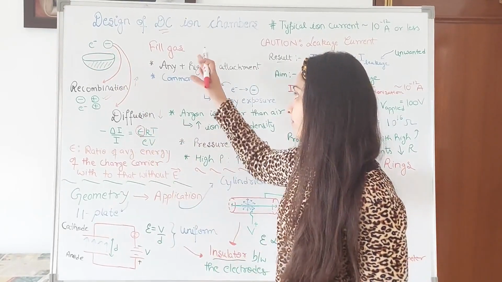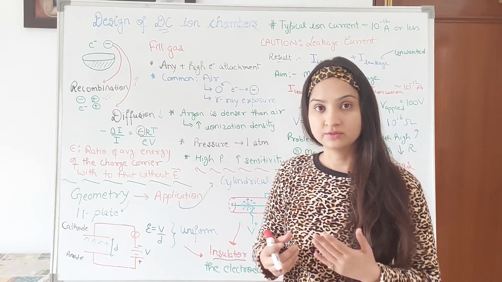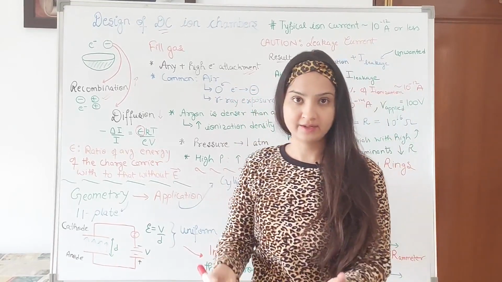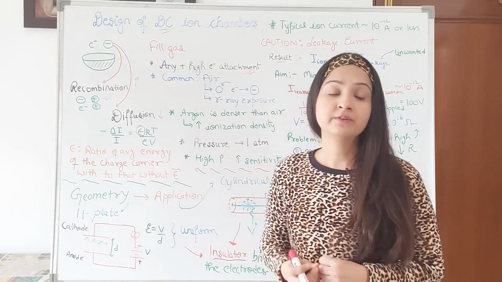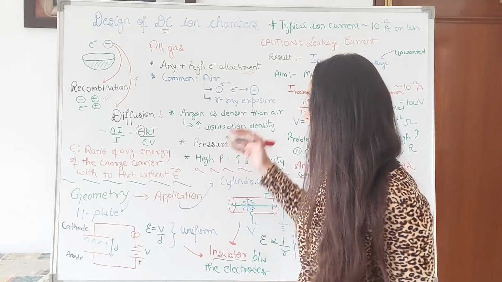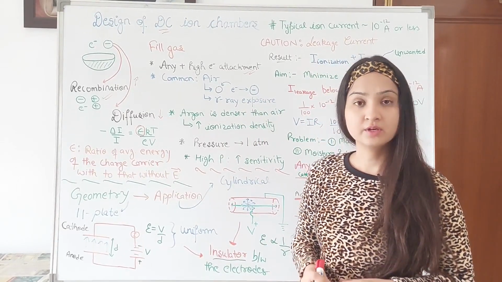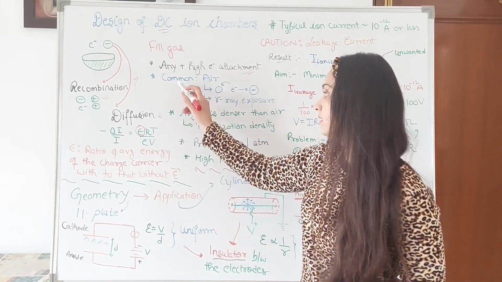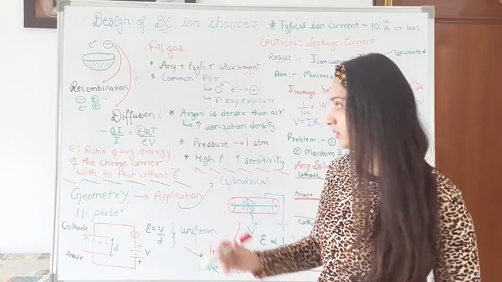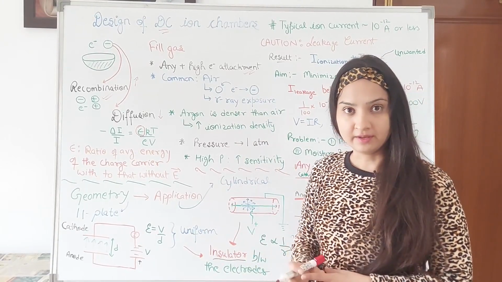Now talking about the fill gas, which type of gas you need to use in your ionization chamber. Any gas can be used, including those having high electron attachment. That means gases which favor electron attachment, like oxygen or other gases in which anions are readily formed, can also be used in your ionization chambers as the fill gas. Secondly, talking about the most common choice which is preferred in an ionization chamber is that of air. Negative ions are readily formed in air.